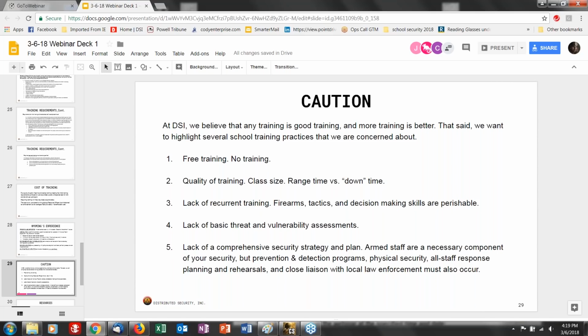If you proceed with arming personnel, but you don't look at the higher level infrastructure of threat assessments and vulnerability assessments and security analysis, you'll have strong tools on the ground without the plans and understanding in place to utilize them. And you will have no comprehensive security strategy, which is necessary. Armed staff are a big part of the solution to the school security problem. It's not the full answer, and you must integrate it into your other efforts.